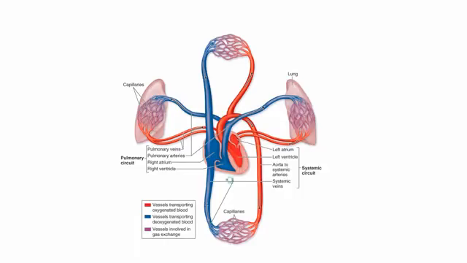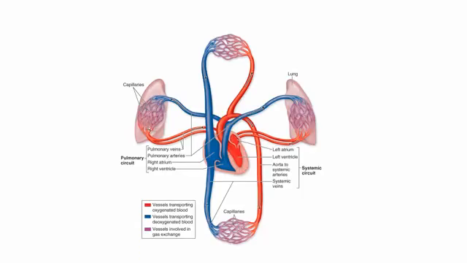One of the primary functions of the heart and the circulatory system is to deliver oxygen to the tissues of the body. When you breathe in, you breathe air into your lungs, and air contains oxygen, and in the lungs oxygen diffuses across the alveoli, which are the little sacs in the lungs, and it enters into the bloodstream.